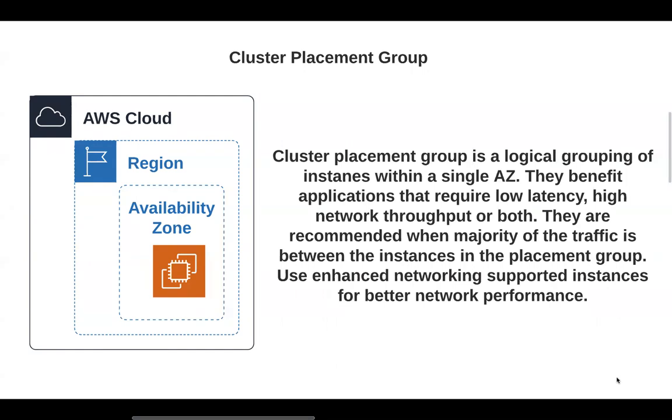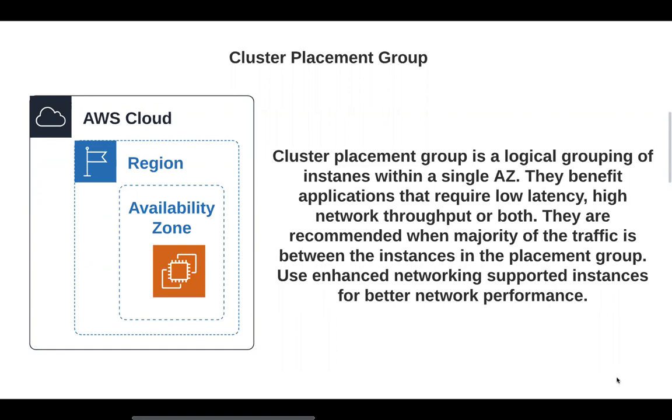So a cluster placement group does not span across multiple availability zones. A cluster placement group spans only within the same availability zone, right? Only within the same availability zone, you can have at least 7 or 10 or more EC2 instances, just so that you get very low latency and very high network throughput between those EC2 instances within the cluster placement group. So it's a logical grouping, and they always recommend you to use enhanced networking supported EC2 instances like the C5 series or the M5 series. I mean, you can Google and find out what the enhanced networking instance types are.